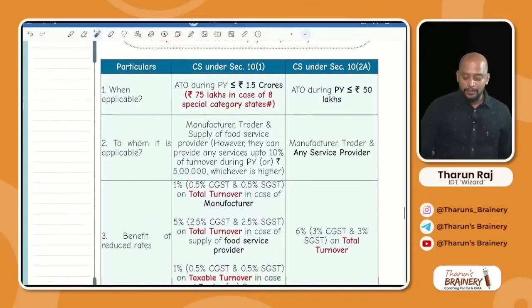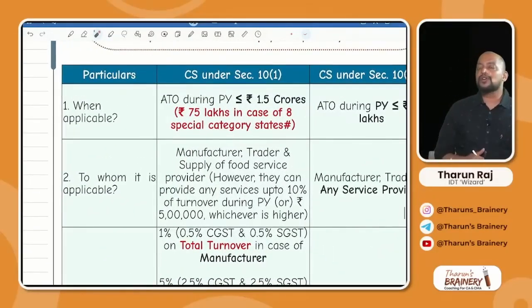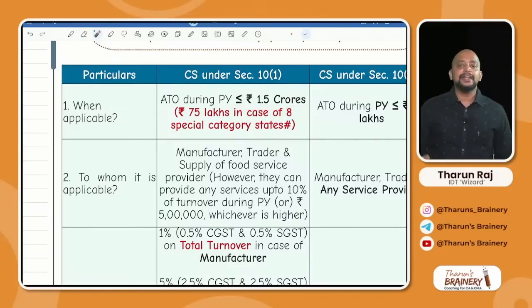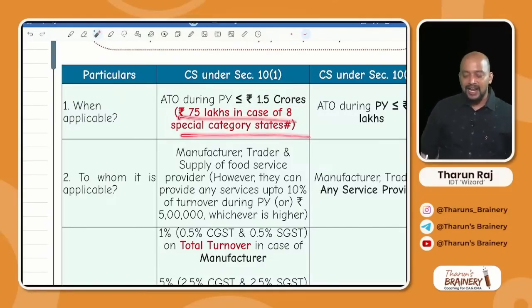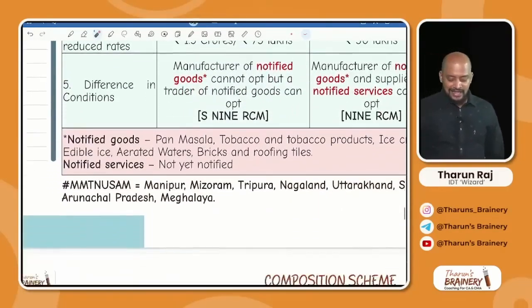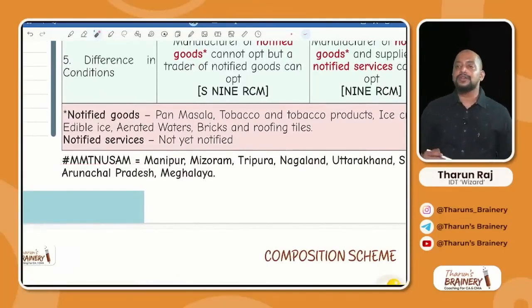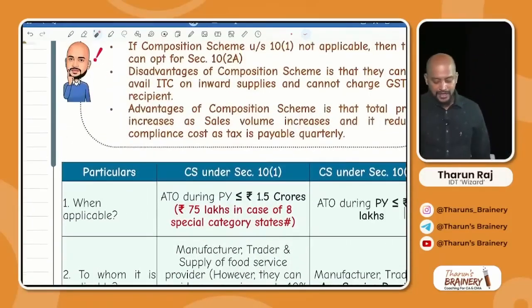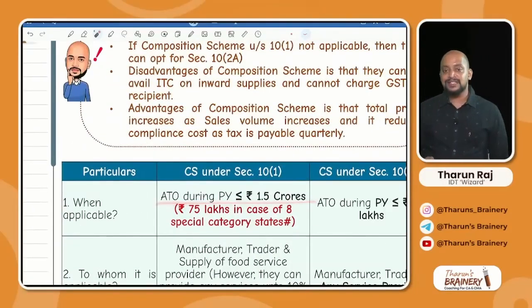Now we are starting with composition scheme under 10.1. Who can opt for composition scheme under 10.1? Any person whose aggregate turnover during the previous year does not exceed 1.5 crores. And in case of 8 special category states, it will be 75 lakhs. What are those 8 special category states? MTNUSAM: Manipur, Mizoram, Tripura, Nagaland, Uttarakhand, Sikkim, Arunachal Pradesh and Meghalaya. For the other states, we need to take 1.5 crores, aggregate turnover during the previous year not exceeding 1.5 crores, and in case of these 8 states, it will be 75 lakhs.